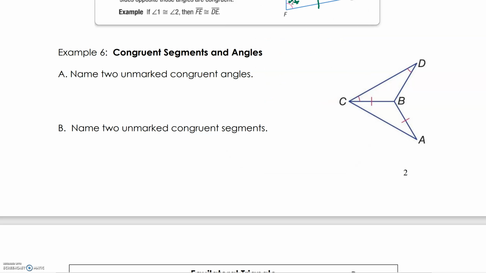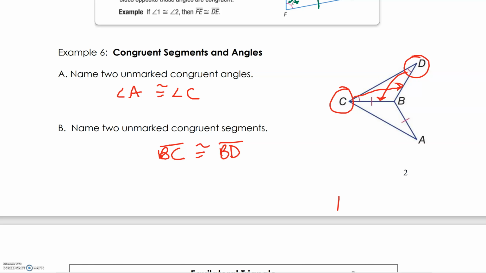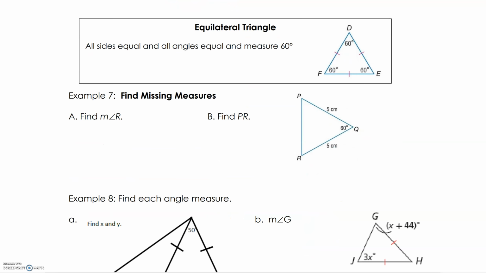So let's name 2 unmarked congruent angles. Well, if I know, again, the side, then I know the angles that are opposite of those sides are going to be congruent. So angle A and angle C. And then if I know the angles, then the sides opposite those angles must be congruent. So that would be BC and BD. So think opposite sides, opposite angles.